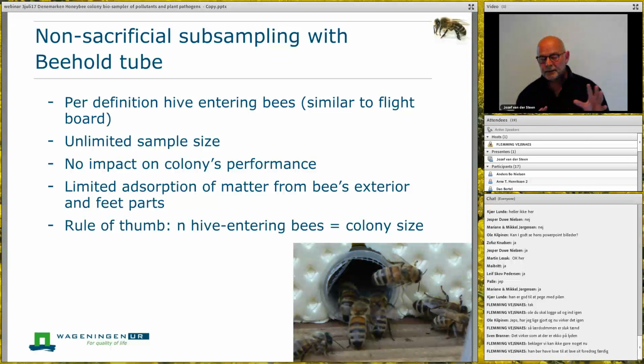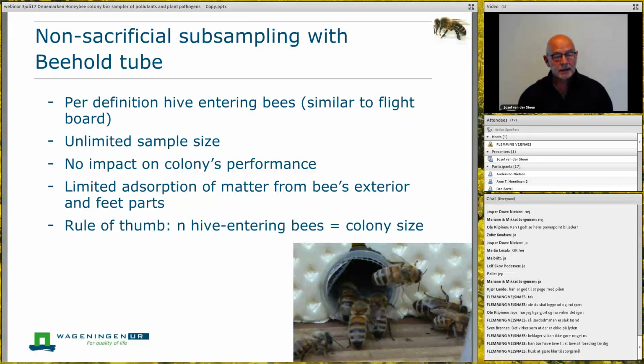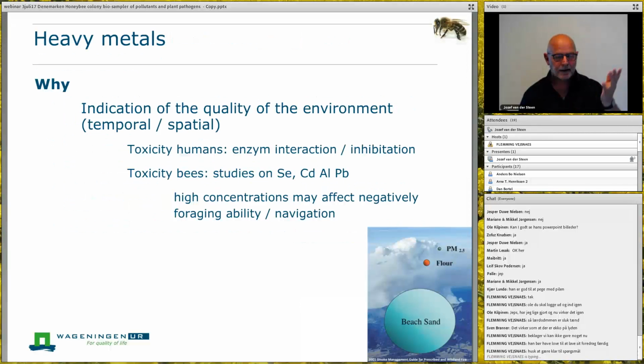And how many bees are more or less entering this tube? Well, we did a lot of calculations, and as a rule of thumb, when you have an indication of how many bees are in your colony, as I showed you in one of the first slides, that number is also the number of bees that pass this tube. So for a colony of 10,000 bees, about 10,000 bees will enter the hive per day.